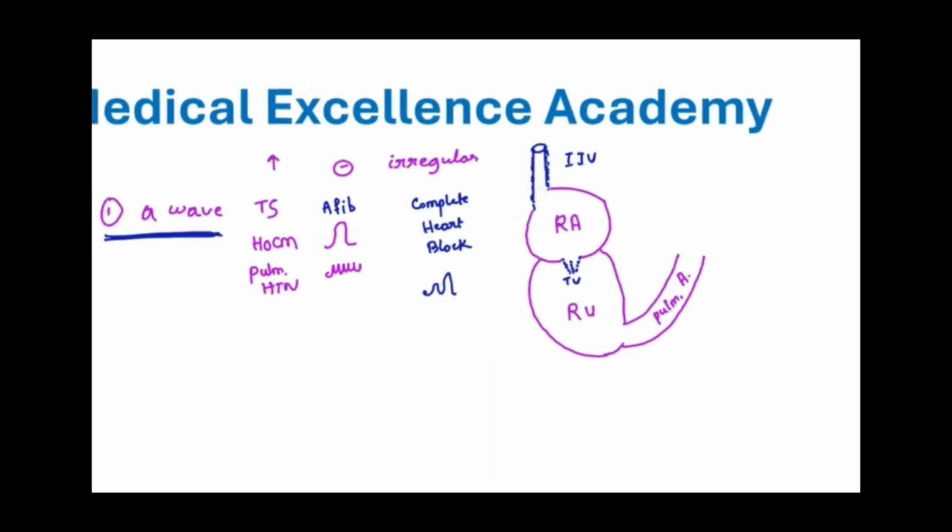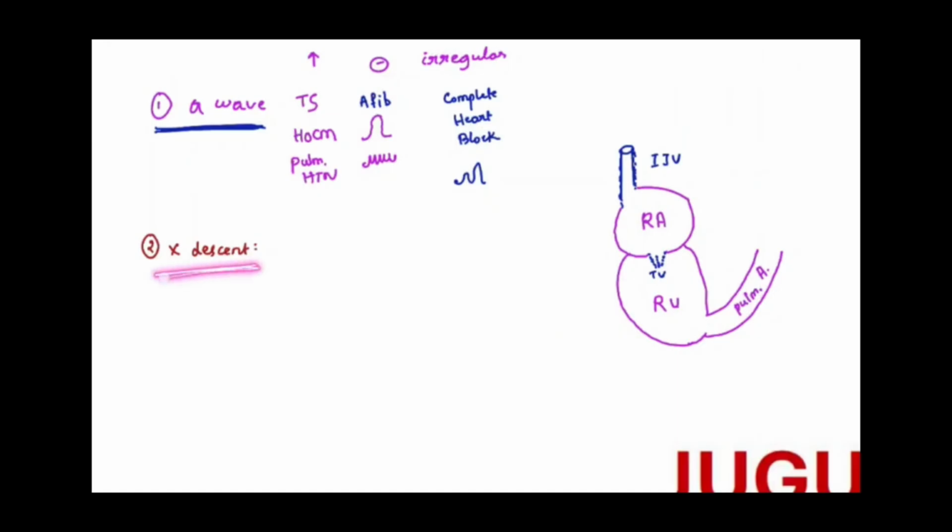So these are the three abnormalities. So everybody understood? No, you need not remember this. Just understand the concept. So why is this happening? Okay. Now let's understand X descent. So why was X descent happening? Because of atrial relaxation. So if X descent is absent, what does it mean? If X descent is absent, then the atria is not relaxing. Can I say that? Okay, so when will the atria relax?